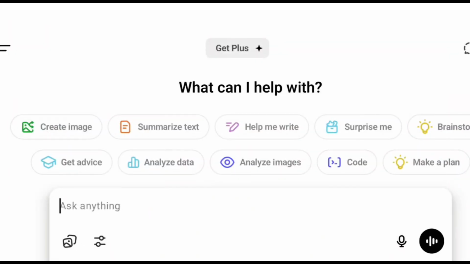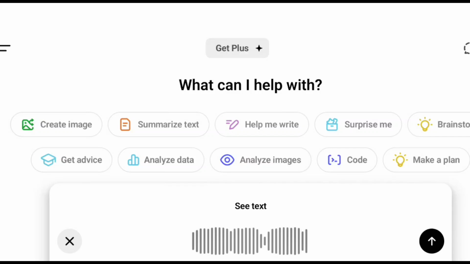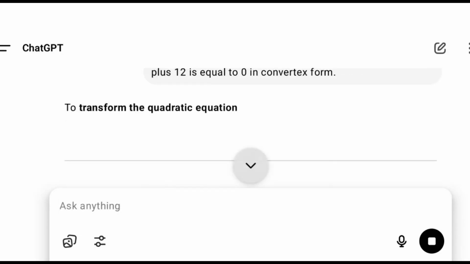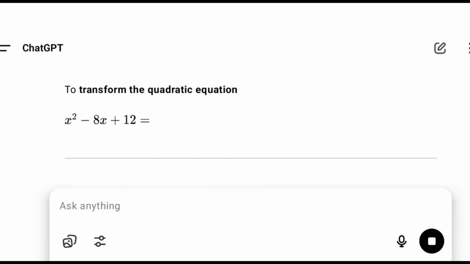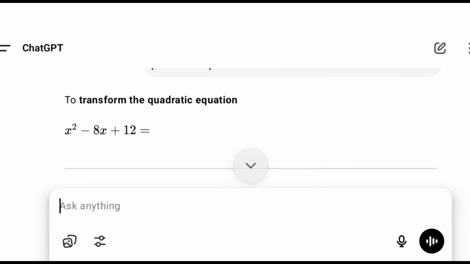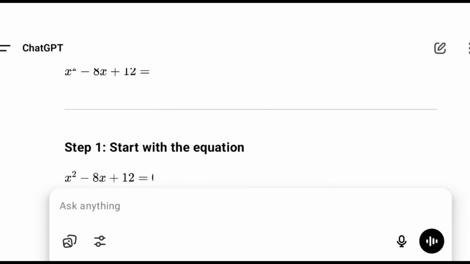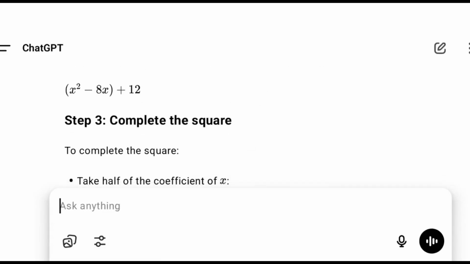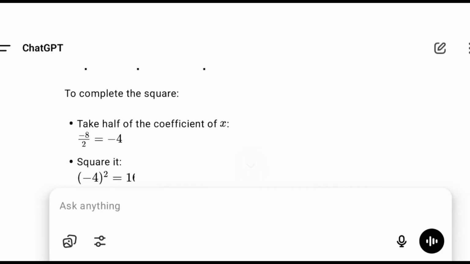We're going to use this ChatGPT in order to transform quadratic equation into vertex form. So let's ask ChatGPT how to transform x squared minus 8x plus 12 is equal to 0. Okay, let's try. Yes, of course. So how to transform your quadratic equation x squared minus 8x plus 12 is equal to 0. Okay, so this is the procedure on how to transform using completing the square.